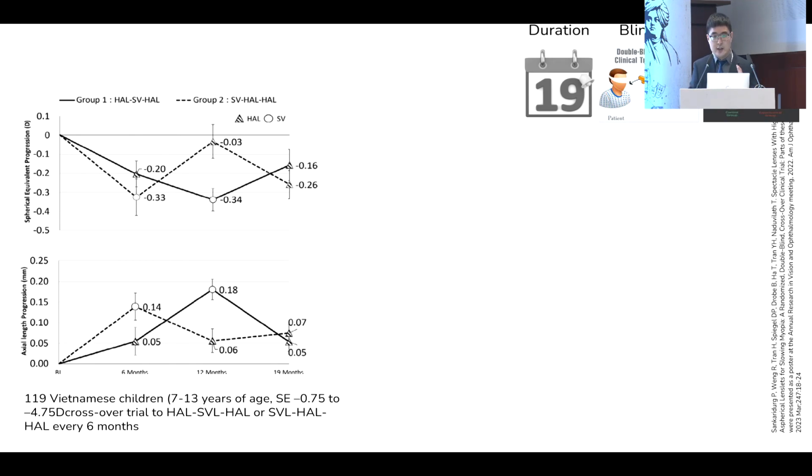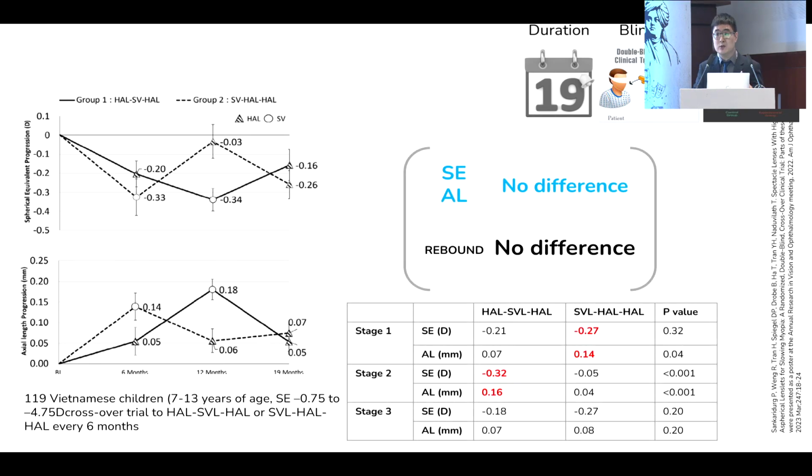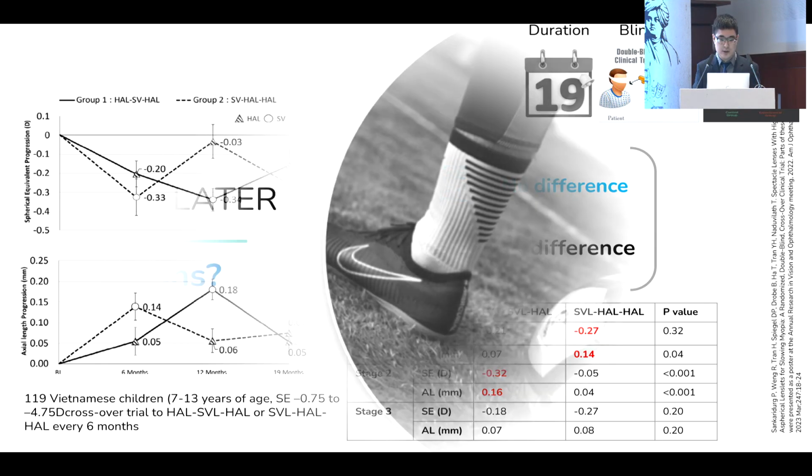Then the second group started with the single vision lenses first, then carried on with the HAWK lenses. And it shows that overall there's no significant difference and there's no significant rebound after you stop. Even though the graph shows a slight change, overall it's not statistically significant. So irrespective, if patients take off the HAWK and then start it again, for example, if they damage the glasses, it actually still provides benefit to the children.